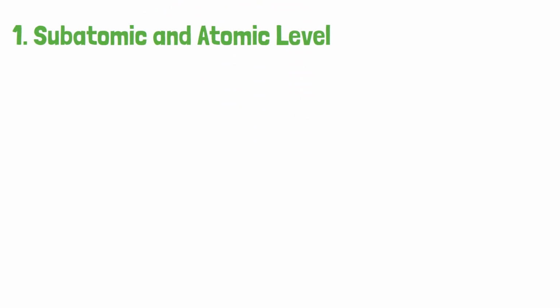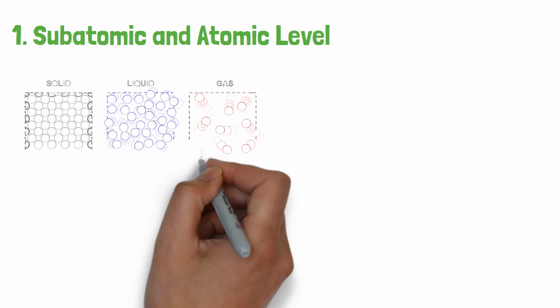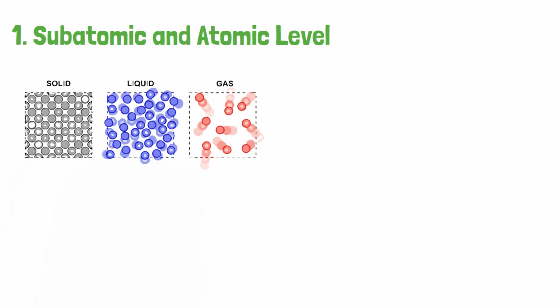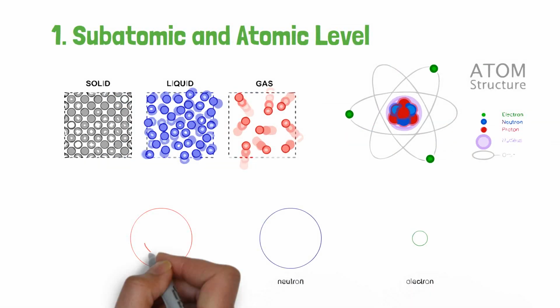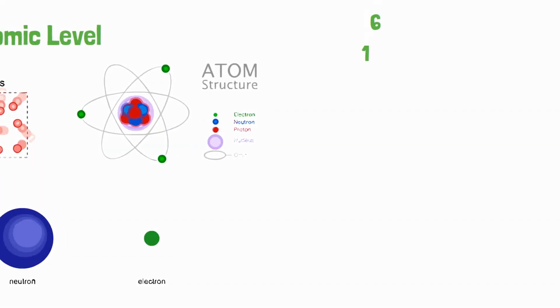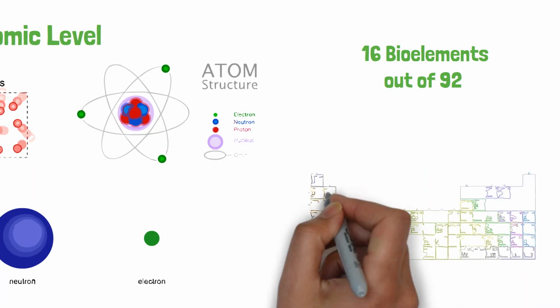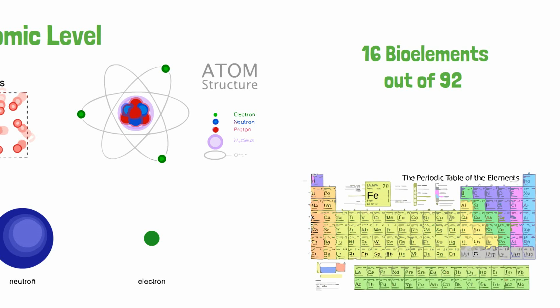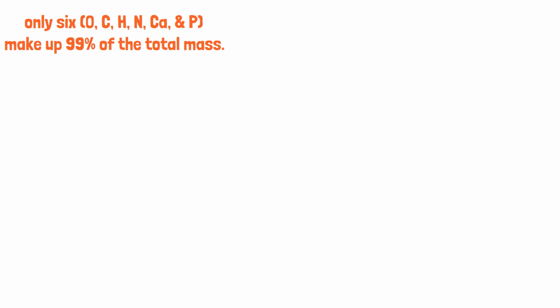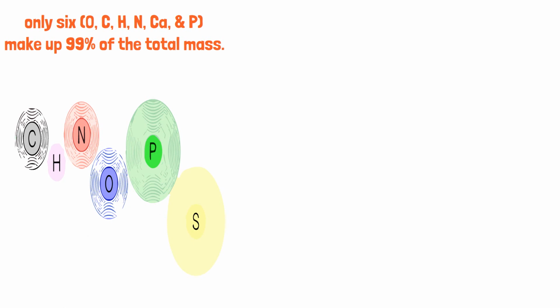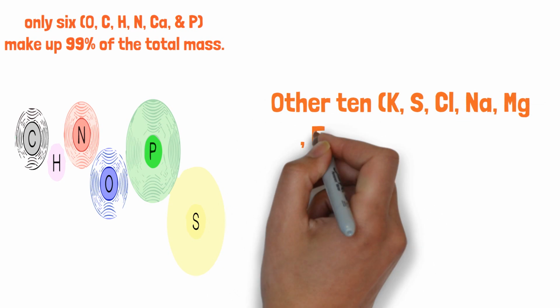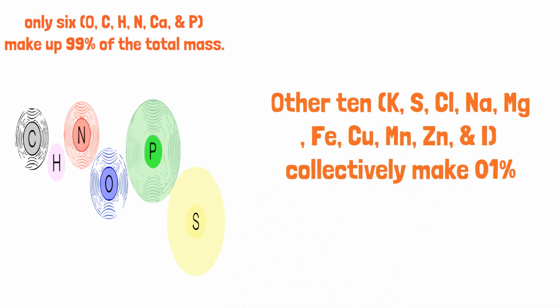Subatomic and atomic level. Everything around us is made up of matter, and matter is composed of elements. Elements consist of tiny particles called atoms. There are 92 naturally occurring elements, and 16 of them are important for living organisms. These 16 elements are known as bioelements. Interestingly, only 6 of these bioelements, oxygen, carbon, hydrogen, nitrogen, calcium, and phosphorus, make up a whopping 99% of an organism's total mass.